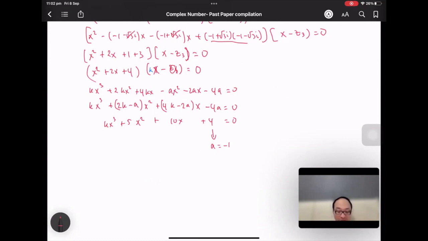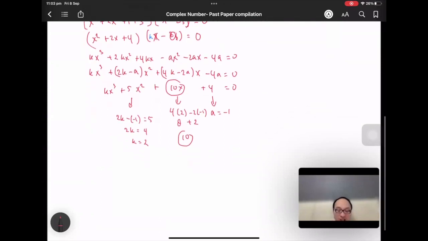And if a is -1, so that means from here 2k minus a is equals to 5. So 2k equals to 4, k equals to 2. Yeah, we can check it here. 4k minus 2a: 4 times 2 minus 2 times negative 1. So 8 plus 2 equals to 10. The same, yeah? So correct. So k will be equals to 2.